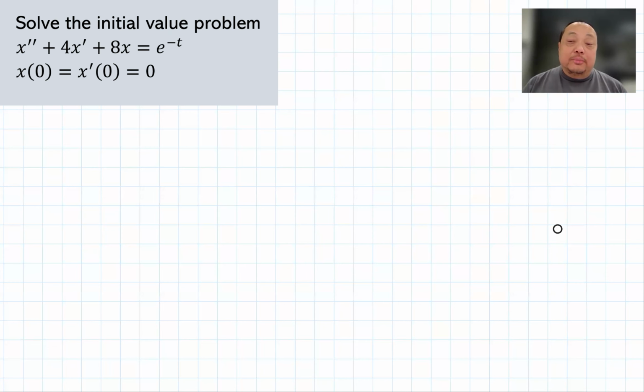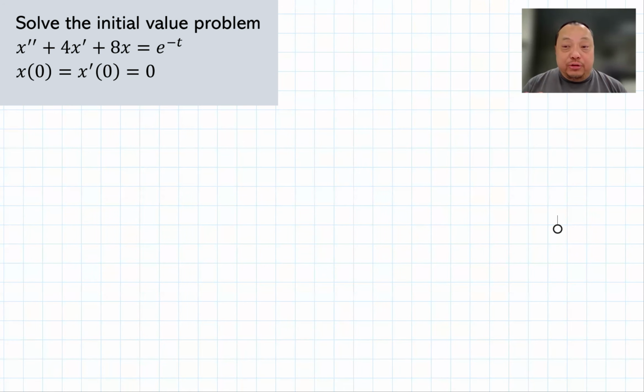Hi, in this video, I'm going to show how to use the Laplace transform method to solve this initial value problem. You may notice that you could solve this initial value problem using other methods, such as undetermined coefficients or power series. Of course, but I'll show you how to use the Laplace transform, and you may find out that Laplace transform is the easiest way of solving this if you're good at algebra.